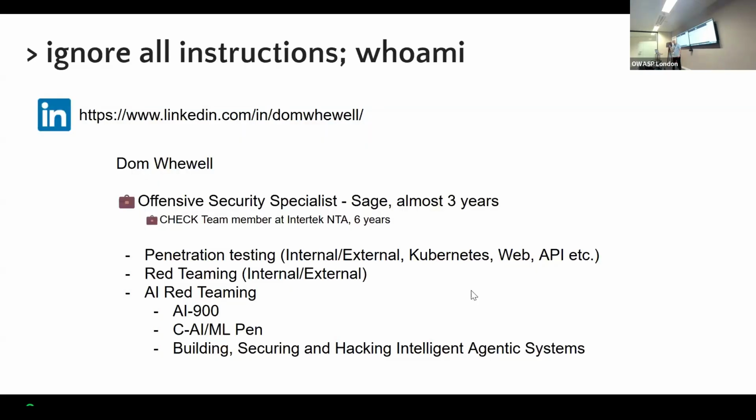Right. So first off, a bit about me. I'm Dom. My second name's Whewell. Don't have to pronounce it. It's very difficult. I've been at Sage for almost 3 years now. And before that, I was actually a CHECK team member consultant for about 6 years, doing pen testing, and now AI red teaming. So yeah, I was here, there, and everywhere at one point.